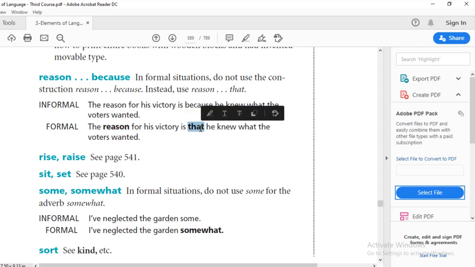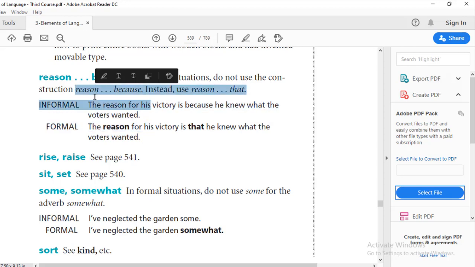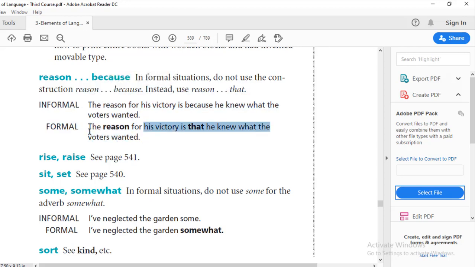So this can be in the find the mistakes, for example, in any exercise, and most of the time you can find reason because, and you have to correct it to become reason that. So this sentence is incorrect, and you have to change it with that sentence.